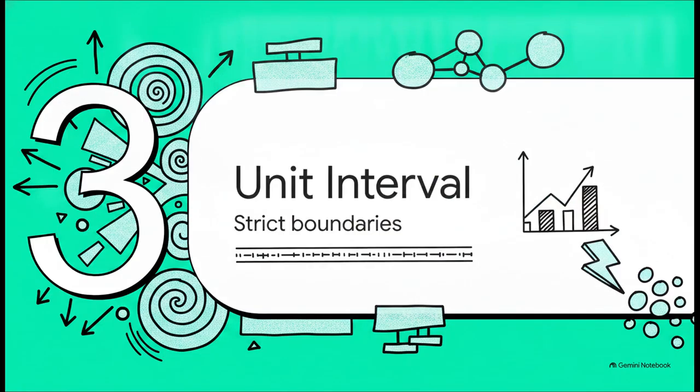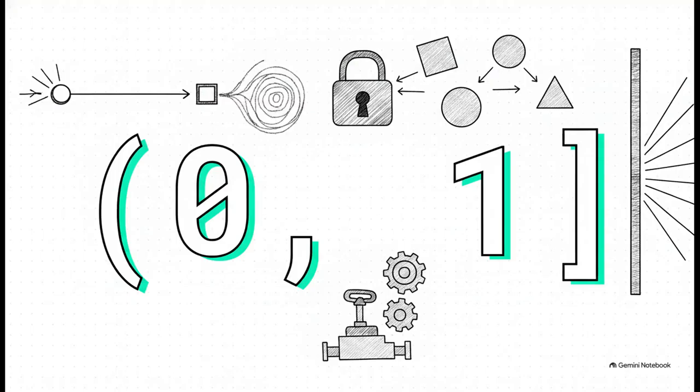Which brings us to Section 3, bounded in the unit interval. So the crucial point of all that math is this specific interval, 0 to 1, and specifically exclusive of 0 and inclusive of 1. By applying that fractional shift we just talked about, we guarantee that the resulting number can literally never exceed 1.